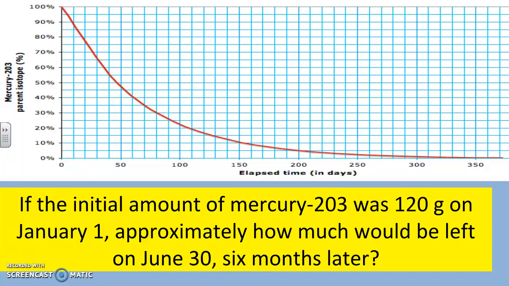So first you have to figure out how many days is 6 months, because if you looked at the elapsed time, it's in days. And so in 6 months, there are 30 days in each month. So 30 times 6 is 180 days. Okay. So you would look for how much is left at 180 days. And that would be 7.5%.